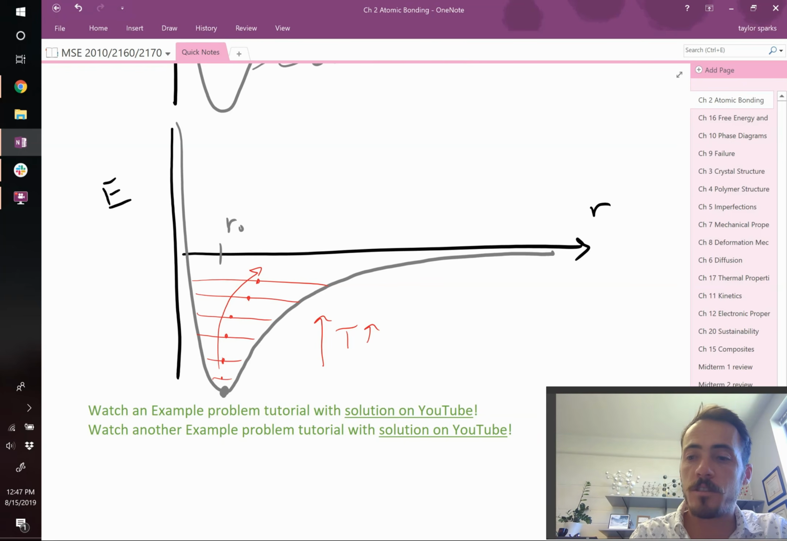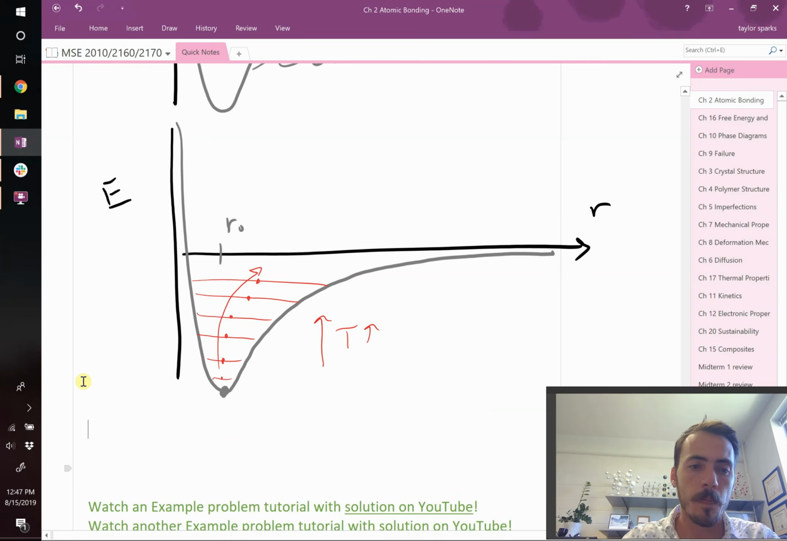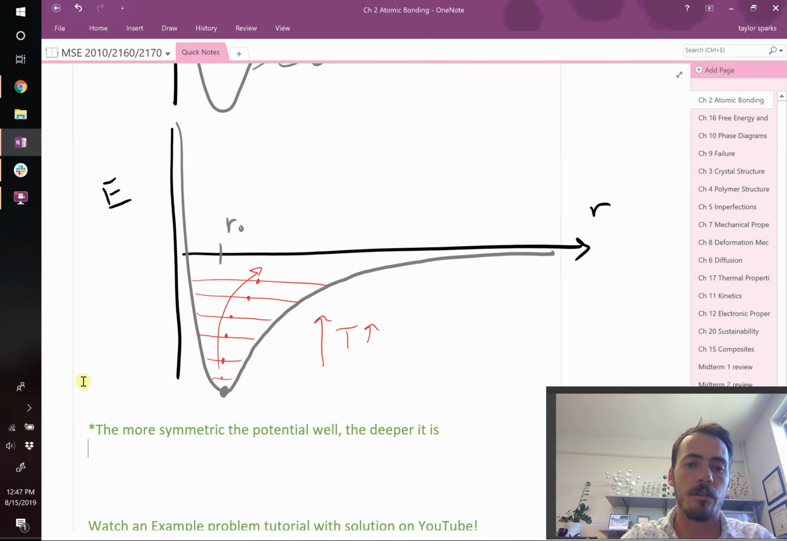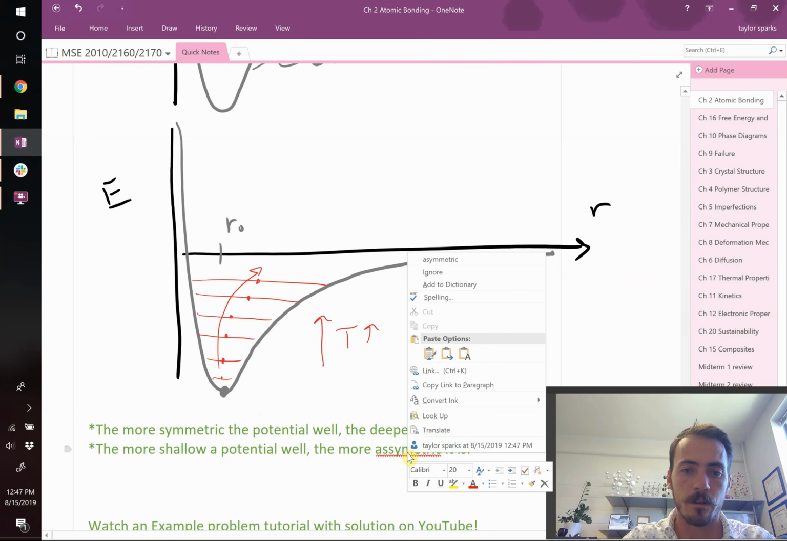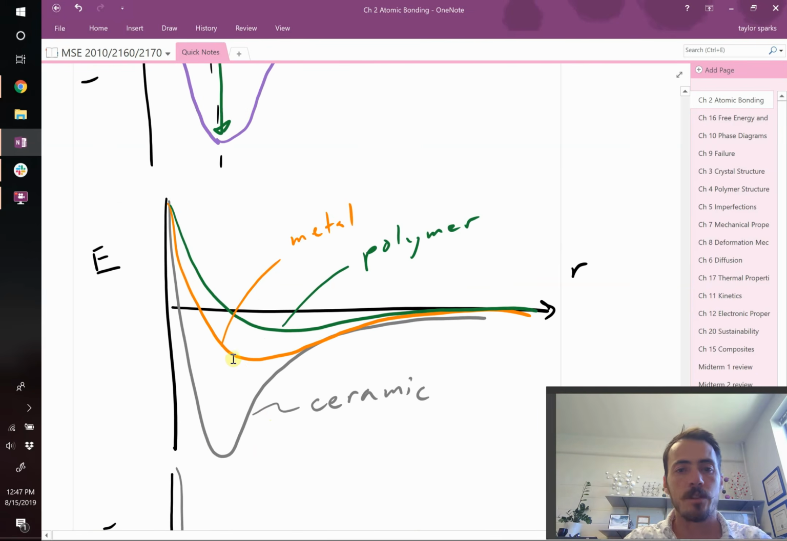And so a ceramic that has a deep potential well has a more symmetric potential well. Let me write this down because it's important. The more symmetric the potential well, the deeper it is. Or the other way around, the more shallow a potential well, the more asymmetric it is. And I definitely spelled that wrong. Okay? Therefore, going back to this picture, which would you expect to have the highest thermal expansion? A ceramic, a metal, or a polymer?